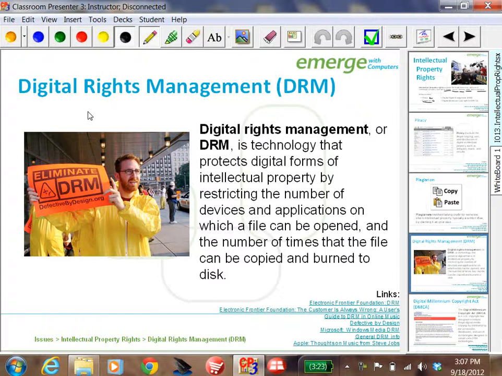Okay, digital rights management, DRM, is a technology that protects digital forms of intellectual property. What's a digital form of intellectual property? Well, let's say it's software. You've got the software code, which is a file somewhere, and that's a digital form of intellectual property. So it restricts the number of devices and applications on which the file can be opened.